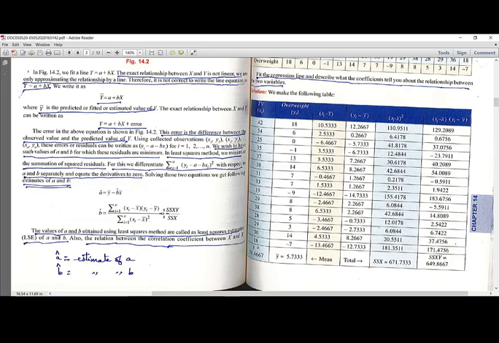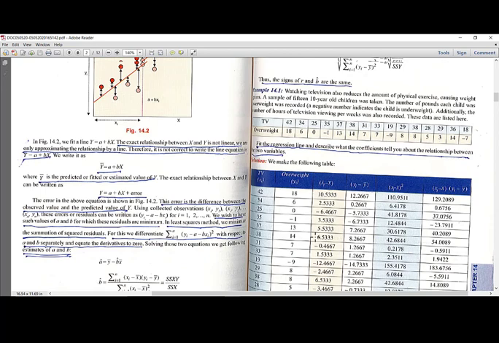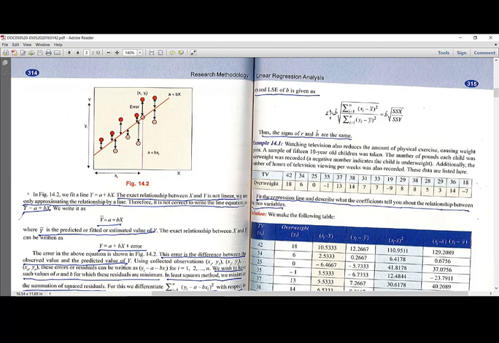This numerator is written as SSxy and the denominator is written as SSx. This SS stands for sum of squares. The values of a and b obtained using the least square method are called the least squares estimates, LSEs, of a and b. Also, the relation between the correlation coefficient r between X and Y and the LSE of b is given as r equal to b cap multiplied by square root of SSx by SSy. Thus, the signs of r and b cap are the same. This is the relation between the correlation coefficient r and this estimate of b.